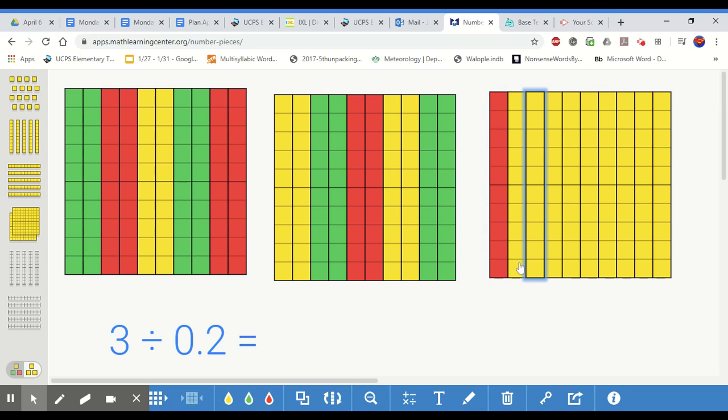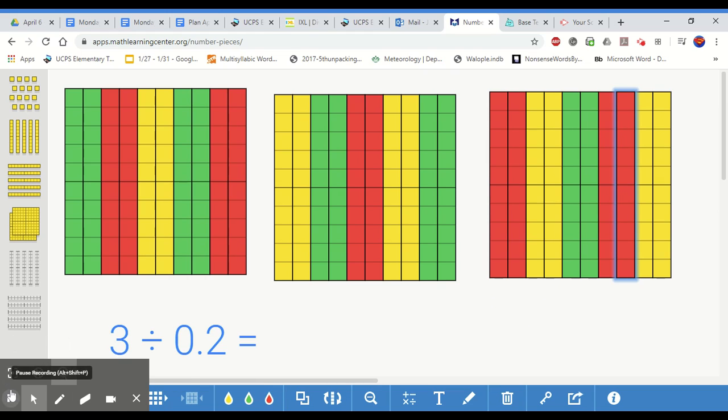I could switch back and forth between 2 colors, or it doesn't even necessarily have to be in some straight order. All I'm trying to do is differentiate so I can clearly see where all of my groups of 2/10 are. All right, so the only thing I have left to do, since I've gotten them broken apart into groups of 2/10, is see how many groups of 2/10 I made. So I've got 1, 2, 3, 4, 5, 6, 7, 8, 9, 10, 11, 12, 13, 14, 15.